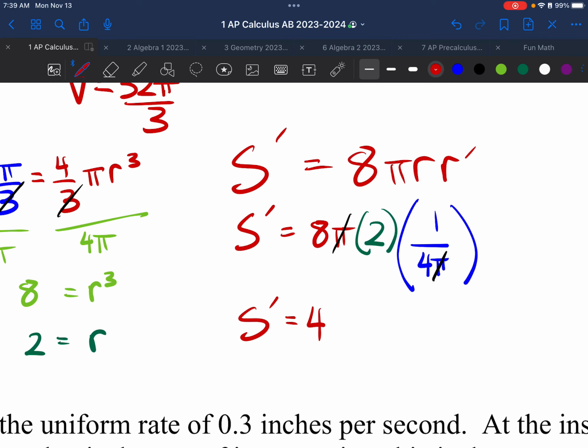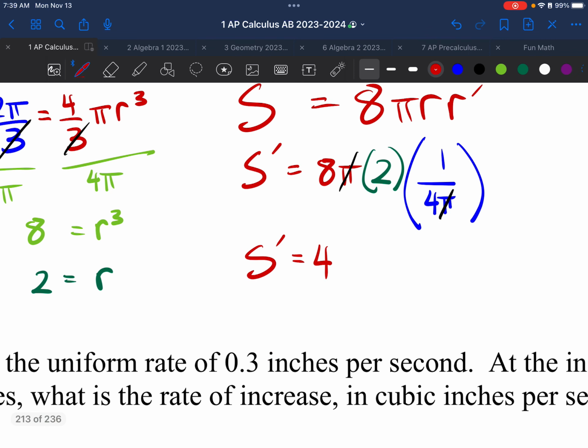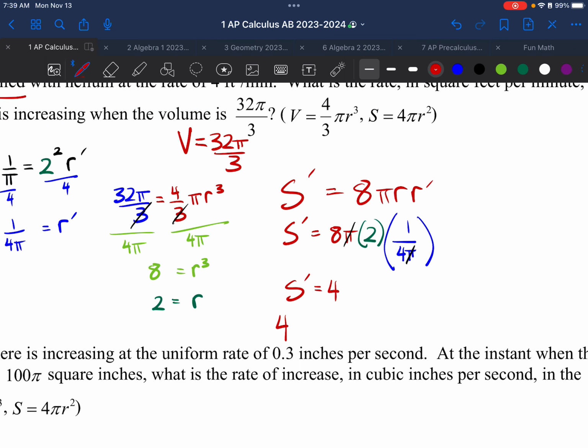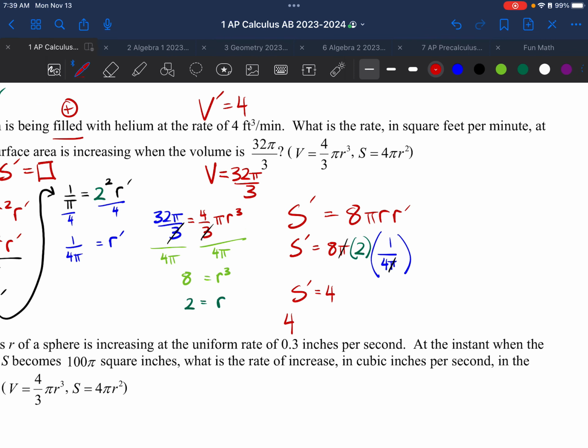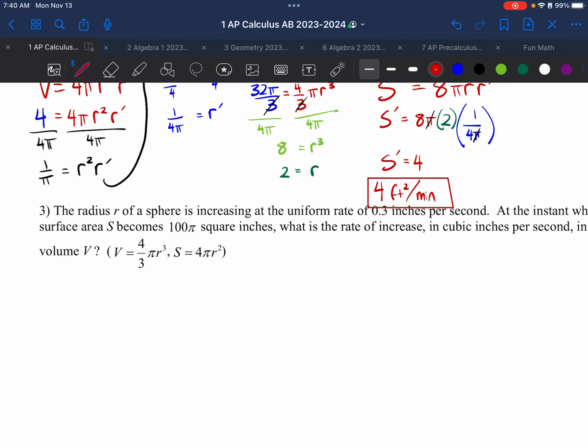And then I want this with units. So what I have here, it's going to be 4 something. What were my units? Okay, so I see feet cubed per minute. So this feet cubed is going to go to feet squared because it's surface area. So it's going to say feet squared. And then it's a prime. Prime means per time, and the time is already per minute. So I'll say feet squared per minute. There we go. All right. Moving on to number 3.